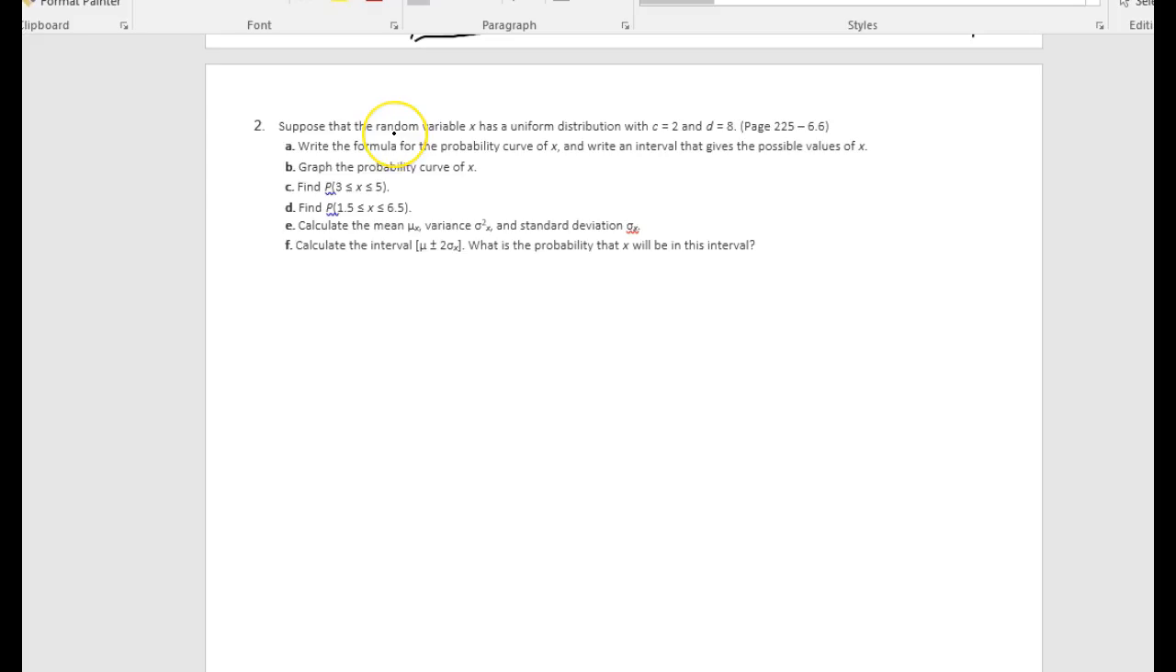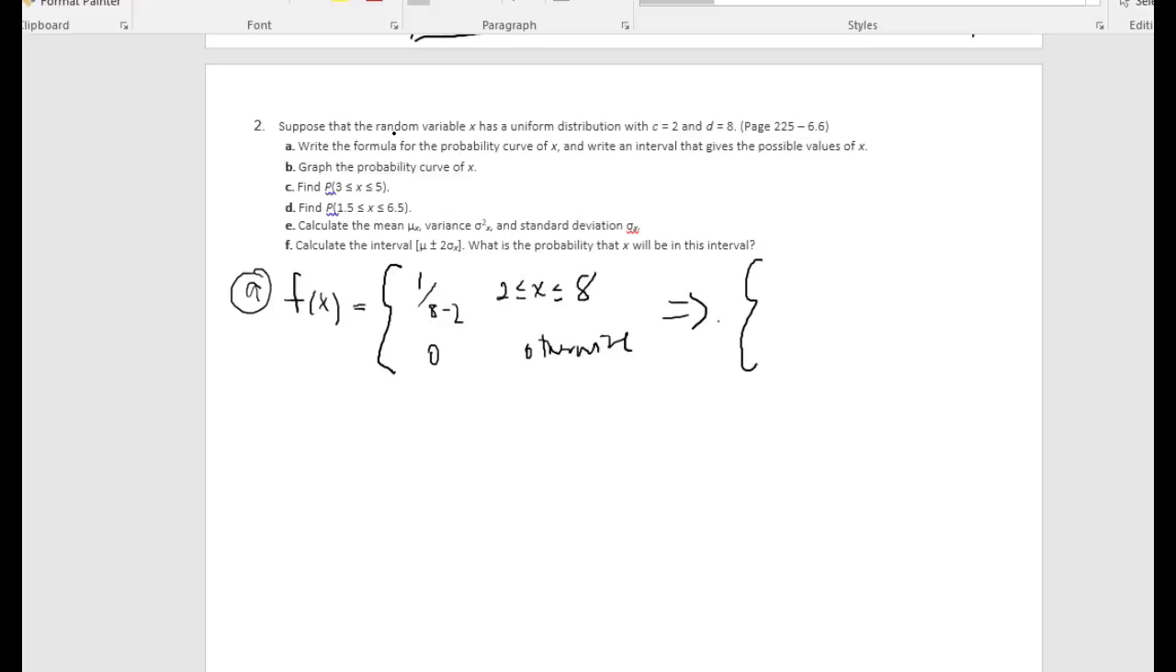Okay, so we want to answer A. So A is calculate what that function is. So we just say f of x is equal to, and then a big bracket here, and then 1 over d minus c. So 1 over d minus c, which is 8 minus 2, and that is from 2 to 8, and 0 otherwise. So I'm going to simplify that. I'm just going to say this whole thing implies it's equal to 1/6 when x is between 2 and 8, and then 0 otherwise. This is like the final form. Like that's what you would want to write on a test.